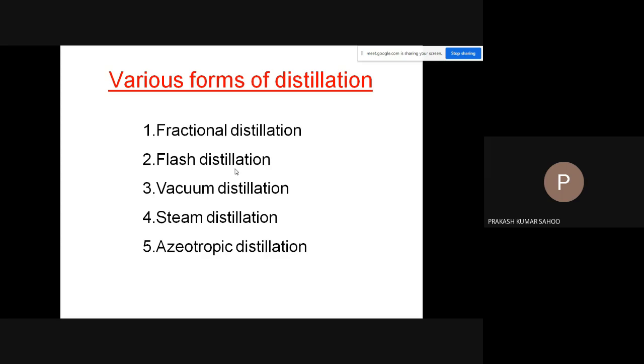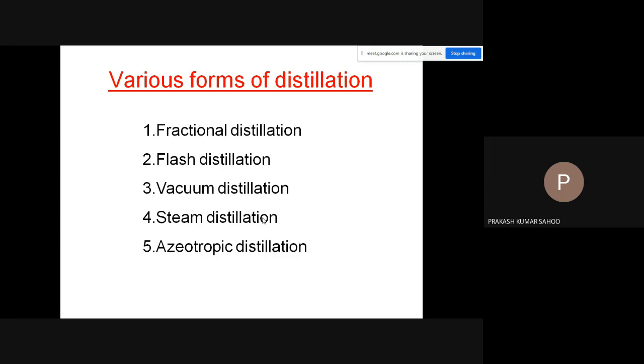Okay. Then steam distillation is employed to separate a component from a non-volatile impurity. The boiling point of the mixture is reduced by vaporizing it in a stream of carrier vapors, say steam, with condensation that is immiscible with the original mixture.